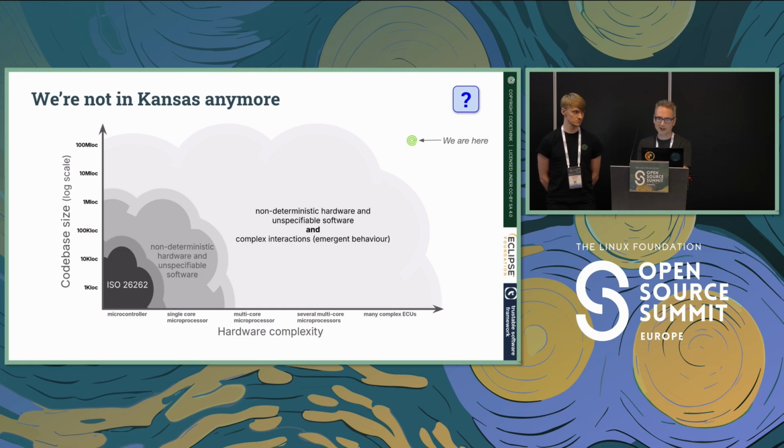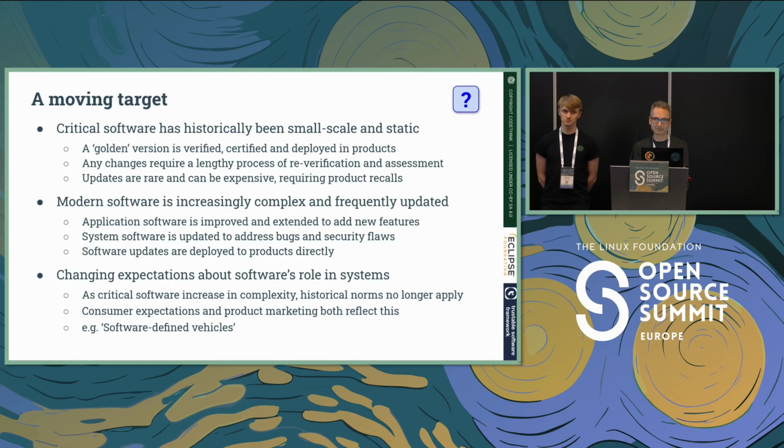This is the slide that illustrates this, because it's not just the software that's getting more complex, it's the hardware that's getting more complex. The ISO 26262 world of a single microcontroller and a few thousand lines of code is really not the same territory as where we are now, where we've got millions of lines of code in a software system. And we're not just talking about several multi-core microprocessors, we're in some cases talking about many complex ECUs interacting with each other. So this means that software is a bit of a moving target.